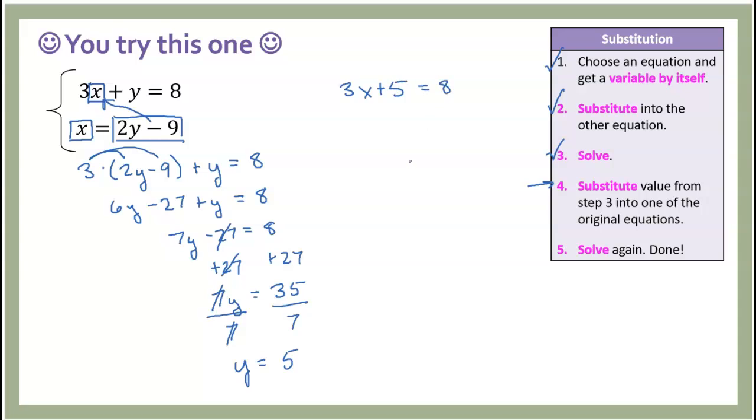We need to solve for x, so we're going to get rid of the other terms. We're going to subtract 5 from both sides. We get 3x equals 8 minus 5 is 3. And our last step is to divide both sides by 3 to get x by itself. 3 divided by 3 is 1. So it looks like that's our answer. X is 1, y is 5, and we would write that like this. 1, 5. There's our answer.